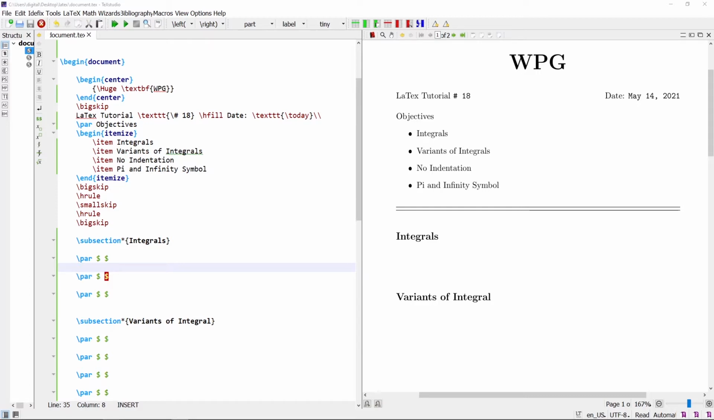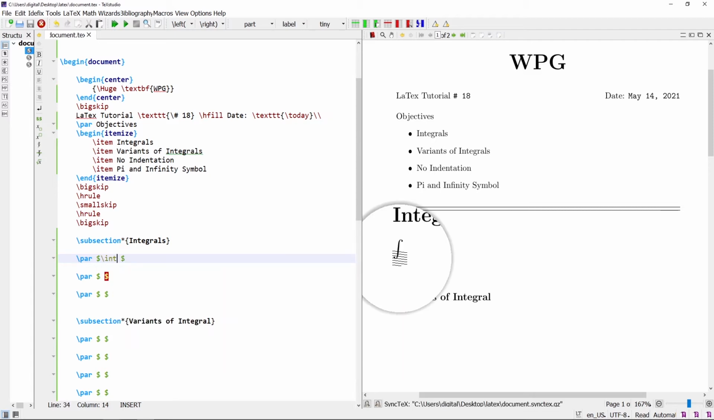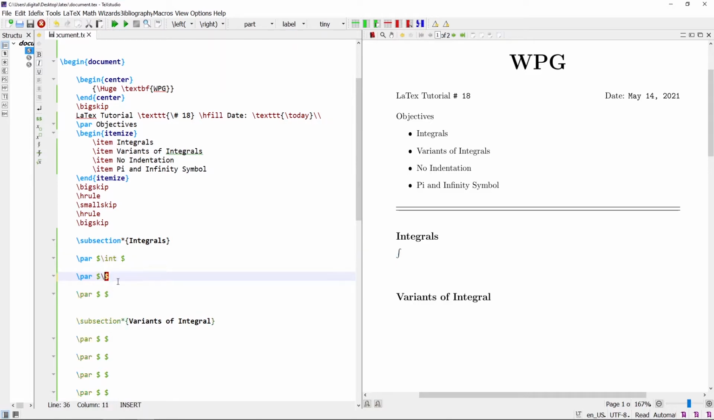Welcome back. In this tutorial, we will see how to write integrals. The command for integrals is \int. Write the integral command and the symbol comes here. The limits can be applied to the integral by the subscript and superscript symbols. For example, write the integral, subscript symbol, and superscript symbol.